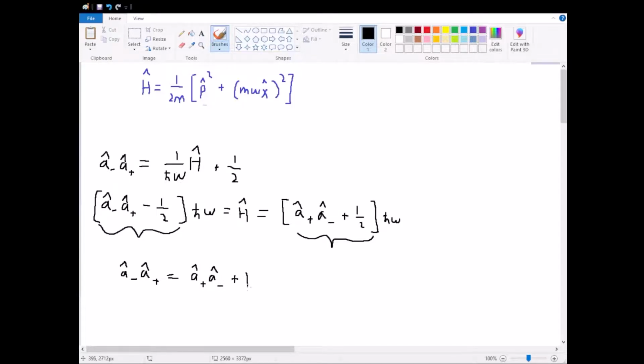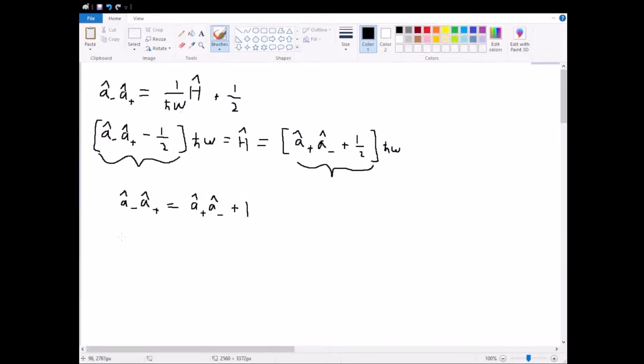plus 1. So we can write this as a commutator relationship, because if we move this over onto this side, then what we're going to get is that a hat minus times a hat plus minus a hat plus times a hat minus is equal to 1. Therefore, the commutator of a hat minus, a hat plus is actually just equal to 1.